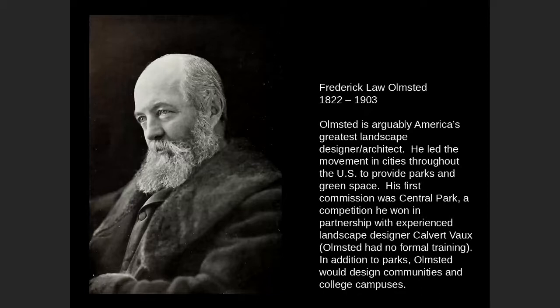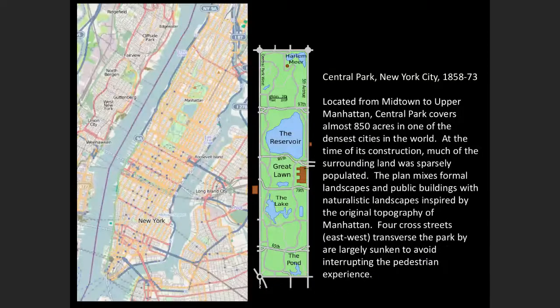He and Vaux teamed up together to win a competition, essentially, to design this grand new park in the middle of Manhattan Island. They didn't have a lot of formal training or anything. He was a naturalist. He liked plants and all that, and had an idea that becomes influential for city planning, for landscape planning, for college campus planning, for many, many decades. One could argue that he's still immensely influential.